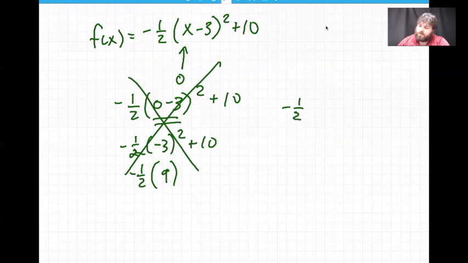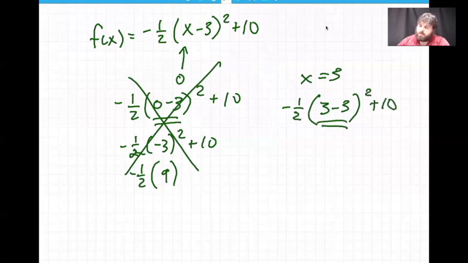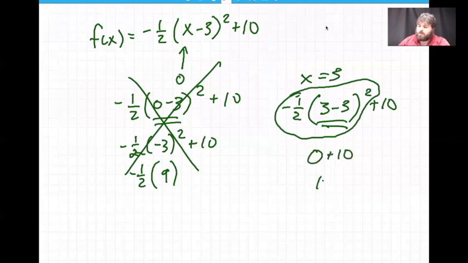Because what happens if x is equal to 3? I get 1/2 times 3 minus 3 squared plus 10. What's 3 minus 3? It's 0. 0 squared is 0. Negative 1/2 times 0 squared is 0. So really, we just get 0 plus 10, which equals 10. So that's why I use the opposite of what I see here. If I see a -3, I use +3, because I want to just make a 0 happen, because zeros are easy to work with. And we always get back this number at the end here, this 10.